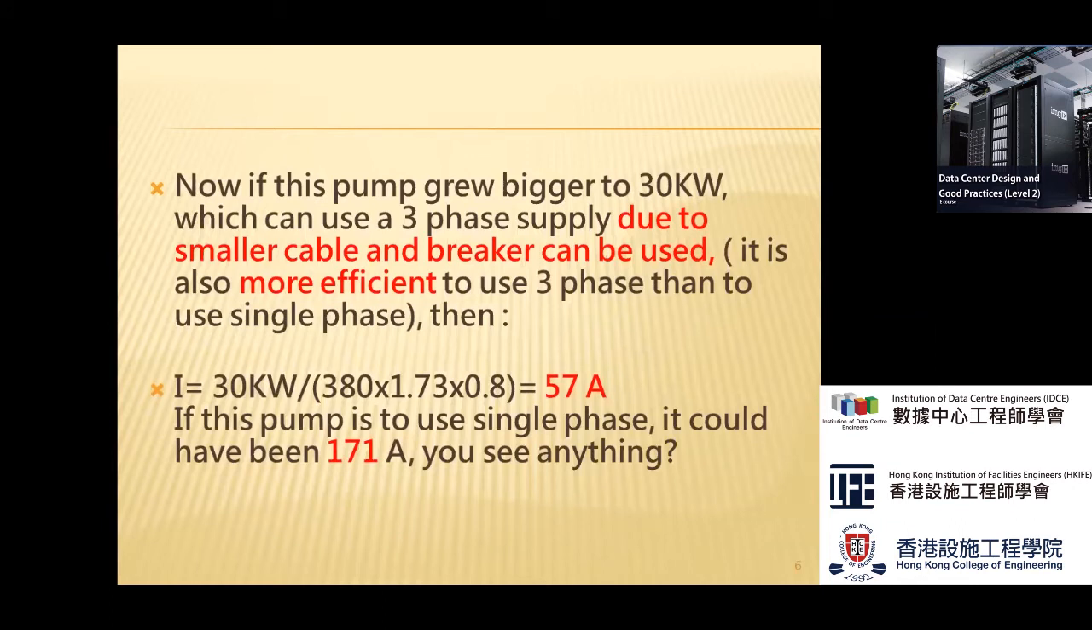Now, if this pump grew bigger to 30 kilowatts, suppose now we don't have a 1,500 watt pump, we have a large chiller pump of 30 kilowatts. But for such a large power supply system or 30 kilowatt equipment, we have to use a three-phase supply for more efficiency, as we mentioned in the previous slide. A three-phase power supply is more powerful. I mean, in terms of the actual power, right?